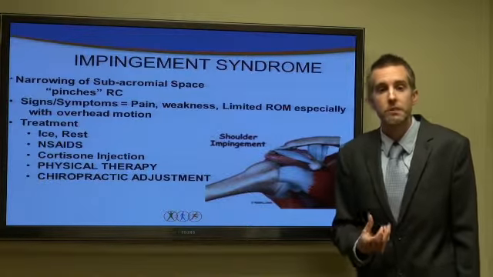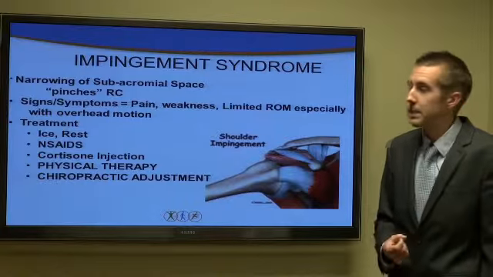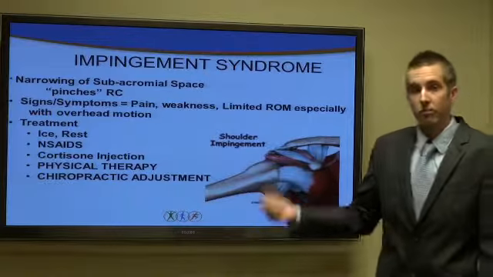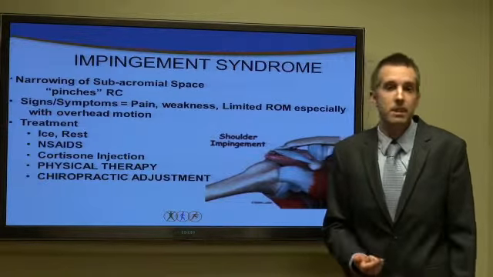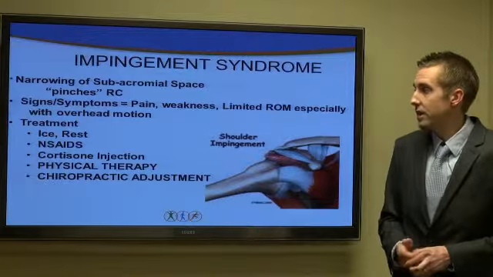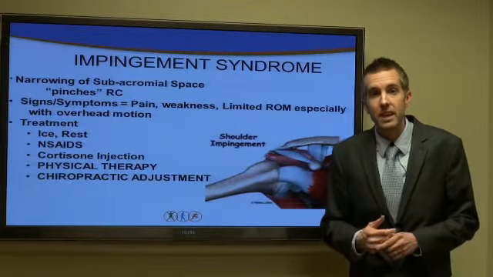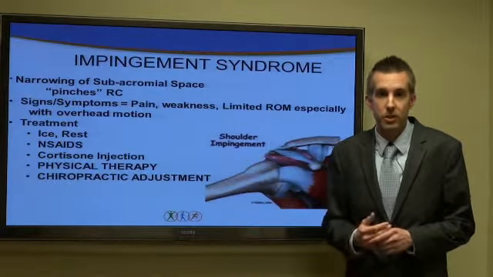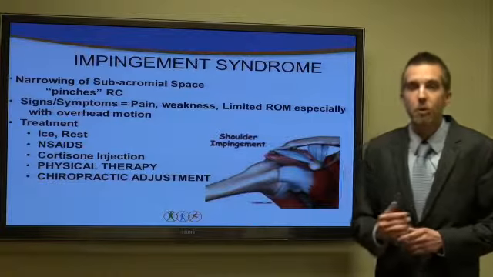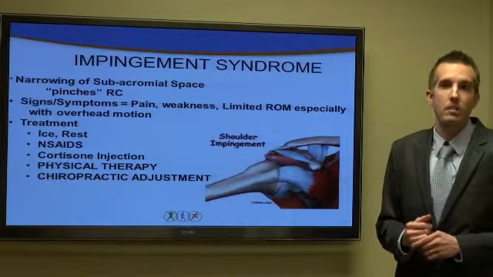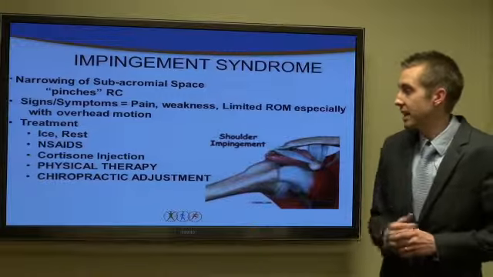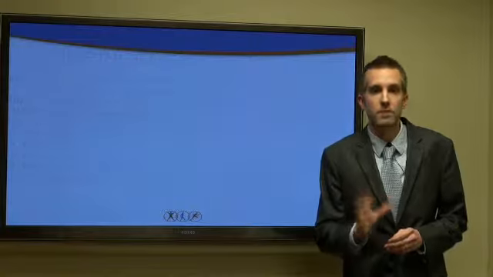The way you want to treat impingement syndrome or tendinitis is with rest and ice, and then maybe you need to take anti-inflammatories. More aggressive treatment includes cortisone injections, and most importantly, you want to do a good physical therapy program as well as chiropractic adjustment so that the shoulder is balanced.